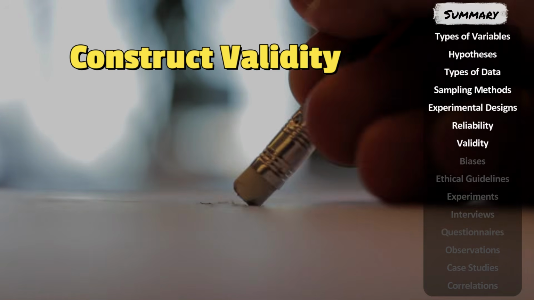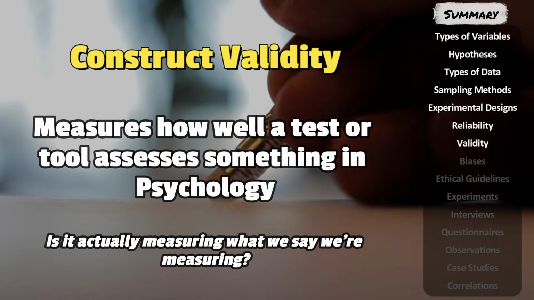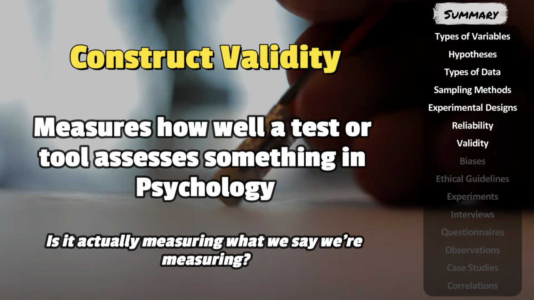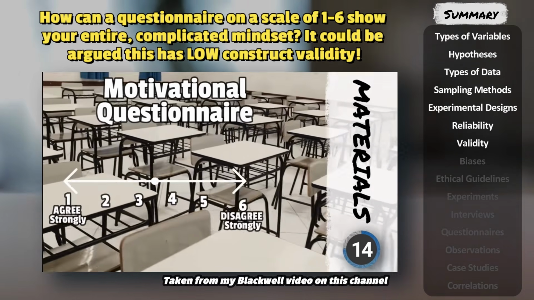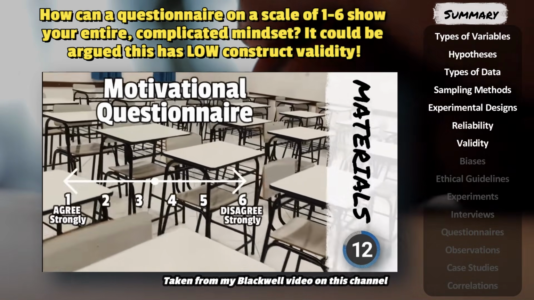I think this is the trickiest one. This refers to when a study tries to measure something really complicated, but it does it in a way that's maybe a little bit too simple. For example, in Blackwell, we're trying to measure mindsets, but we're doing it with just a questionnaire.